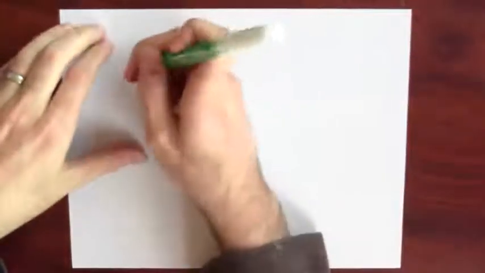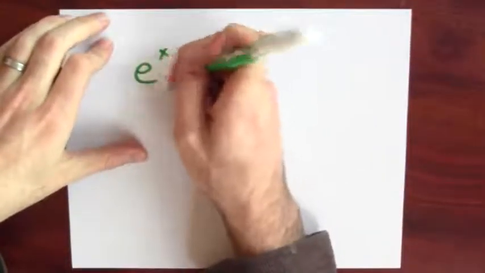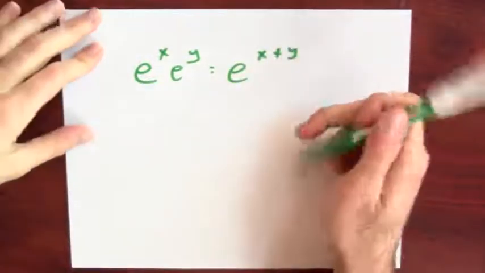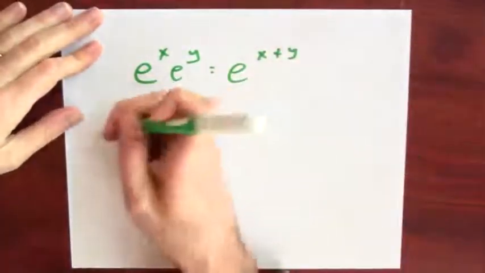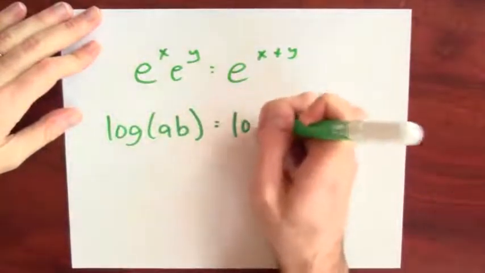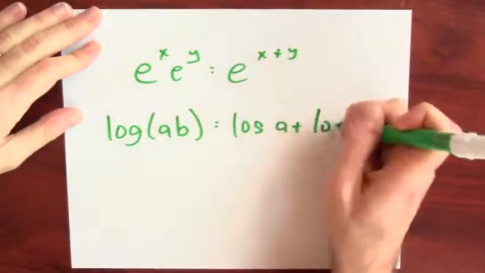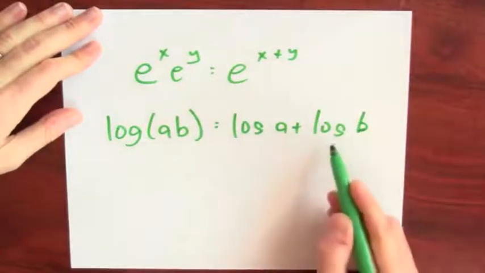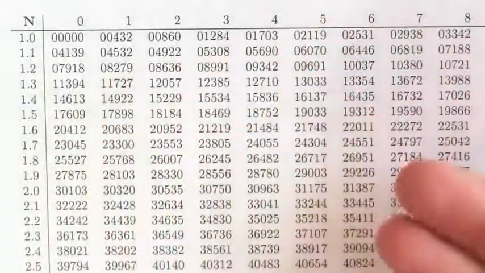There's this property of exponents that e to the x times e to the y is e to the x plus y. The corresponding property of logs is that log of a product is the sum of the logs. The log of a times b is log of a plus log of b. You can use this property of logs to multiply very quickly, provided you have a log table. And I do have a table of logarithms.